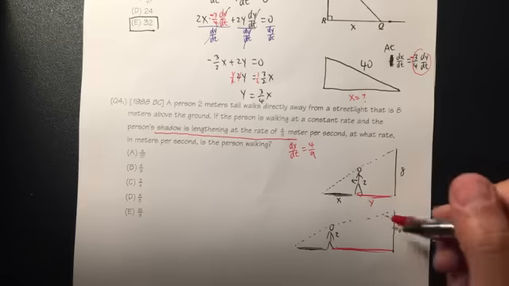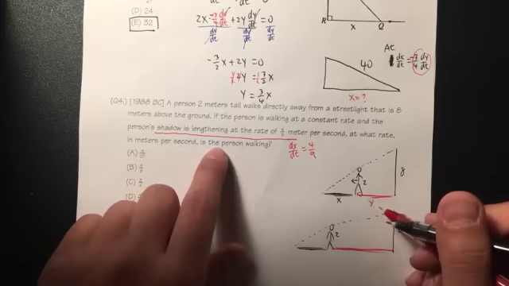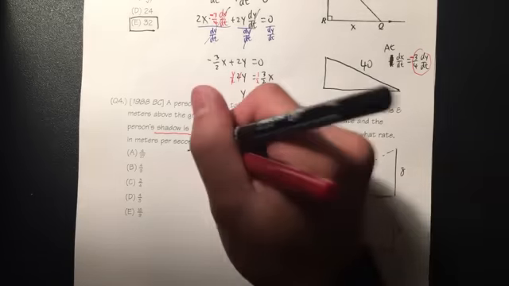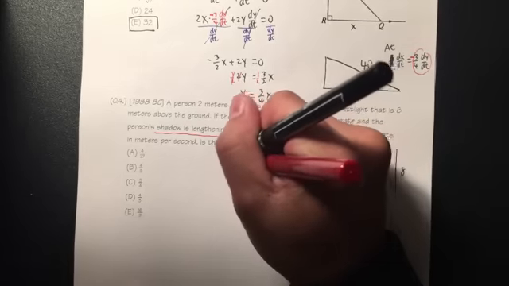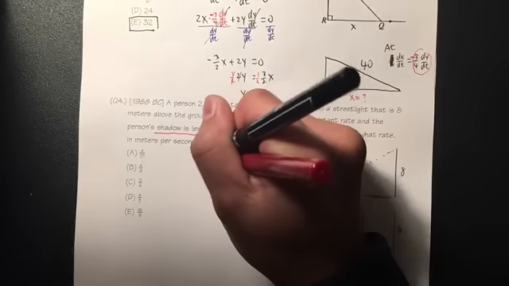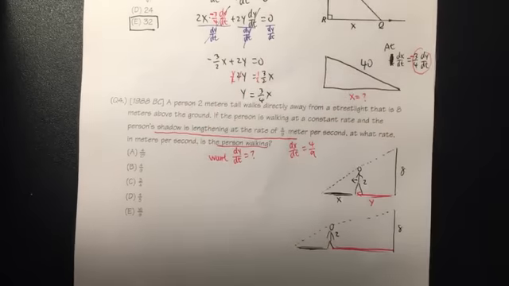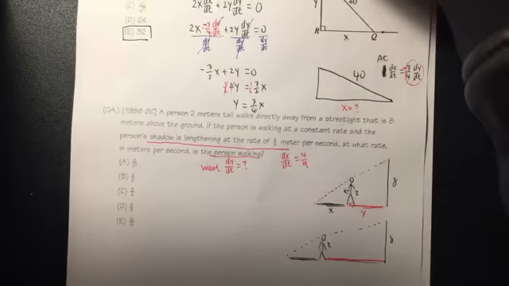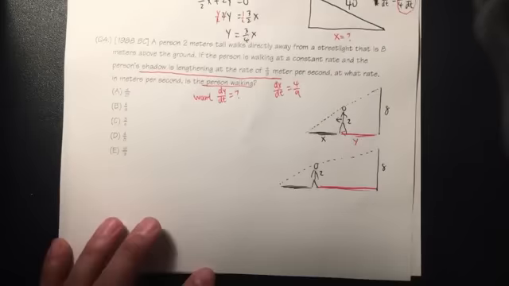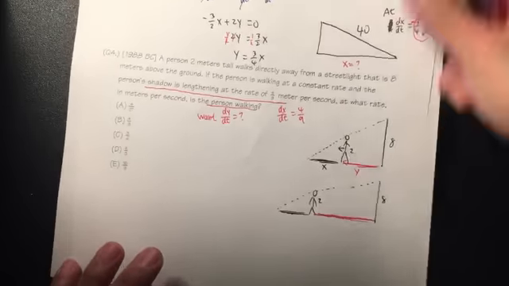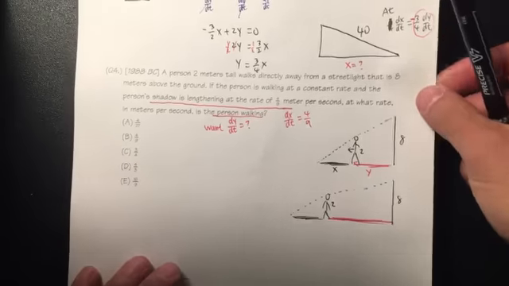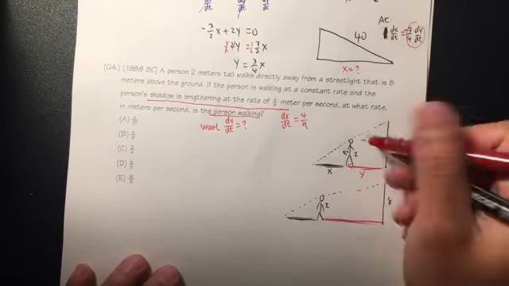And we are trying to find out how fast the person is walking. So we are trying to find out what dy/dt is. Okay, so this is what we want. And now, hopefully you have seen a similar example in your class already, we will have to use similar triangles with this picture here.